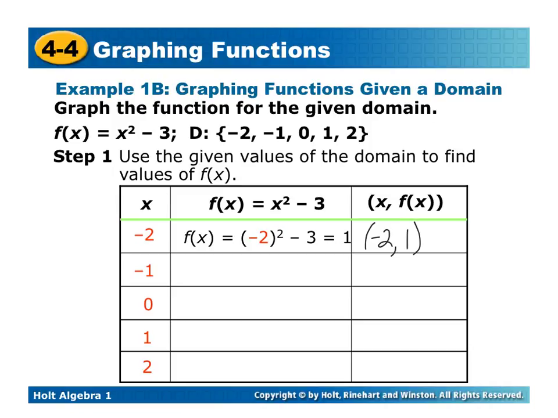In our second one, we have negative 2, negative 1 to the second power. Notice I'm putting that negative 1 inside the parentheses because they're squaring that whole thing, minus 3. So negative 1 to the second power is just 1, minus 3 is equal to negative 2. So ordered pair is negative 1, negative 2. And then we have 0 to the second power minus 3. So this is going to be 0, negative 3.